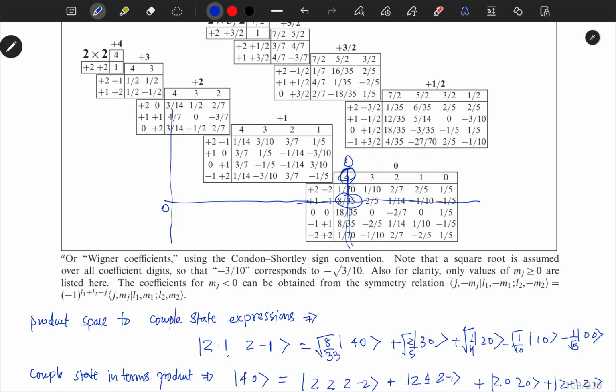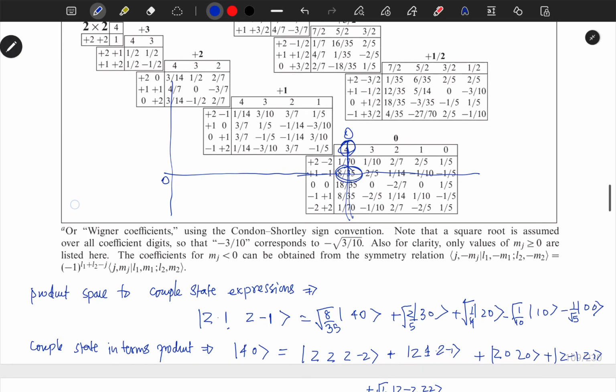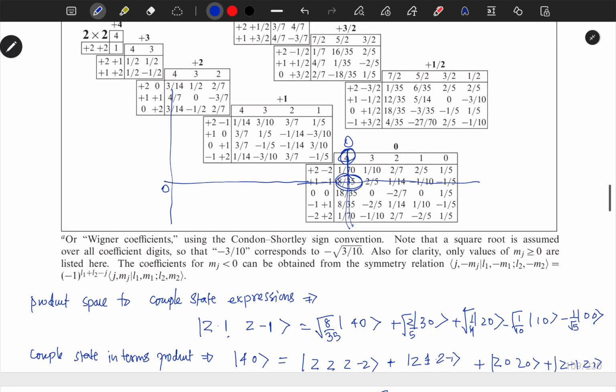So first term is 4 0, we'll have the coefficient of root over 8 by 35. Second will have 2 by root 5, root over of 2 by 5. Third term will have square root of 1 by 10, so minus will put outside, root over of 1 by 10, and last term will have minus 1 by root 5. So coupled state in terms of product states.